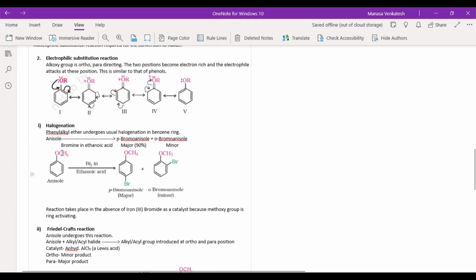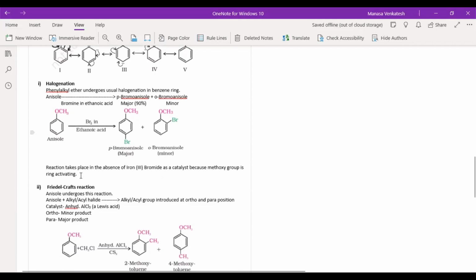So first is halogenation. Anisole undergoes reaction with bromine in ethanoic acid to give us two products, para-bromoanisole and ortho-bromoanisole. And obviously ortho will be the minor product because of steric factor, whereas in case of para, you don't have that issue. And so para-bromoanisole will be the major product. In this particular reaction, it takes place in the absence of iron(III) bromide as a catalyst because OCH3 is as such a ring activating group.